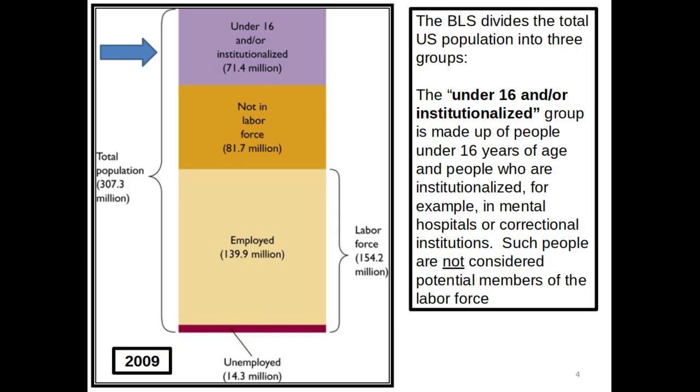So the Bureau of Labor Statistics divides the total population into three groups. The first group is the under 16 and/or institutionalized. This is a group of young people and people who are in correctional facilities or mental institutions. These people are not considered as potential members of the labor force.